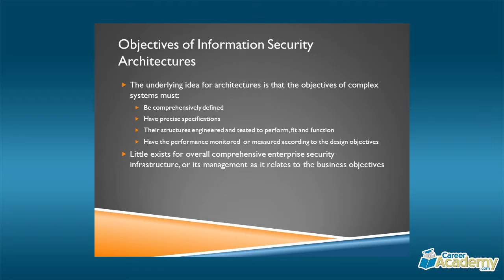But it won't do that, as I said, unless there is a comprehensive definition and precise specifications. It just can't be a bunch of wandering, ambiguous types of terms. It has to mean something and be something I can look at and say, okay, I got it, I see the structures, I can test them, I know what the goals are, I know what the specifications are. Now, unfortunately, little exists for an overall comprehensive enterprise security infrastructure or its management as it relates to the business objectives. So this is an area that's still growing and, of course, is going to add some work for us in the security management field to be able to relate to complex systems. But it is a beginning to have examples of architectures that we can look at to help us in trying to come up with this kind of design.